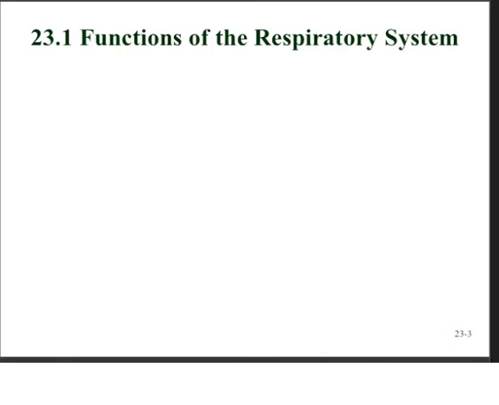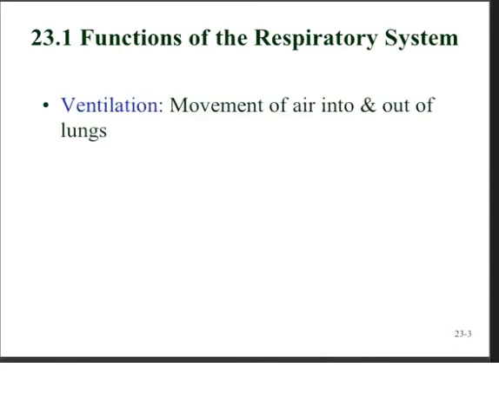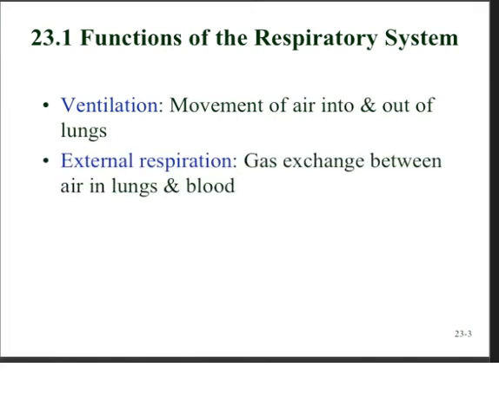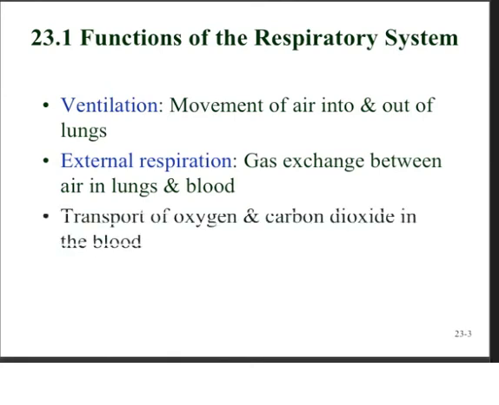So what does the respiratory system do for us? Well, it provides ventilation. This is the simple movement of air into and out of the lungs. External respiration is essentially the gas exchange between the air in the lungs and in the blood. This happens subsequent to ventilation. And then we have transport of oxygen and carbon dioxide in the blood. The carbon dioxide, of course, is the waste gas, which is blown off when we expire.